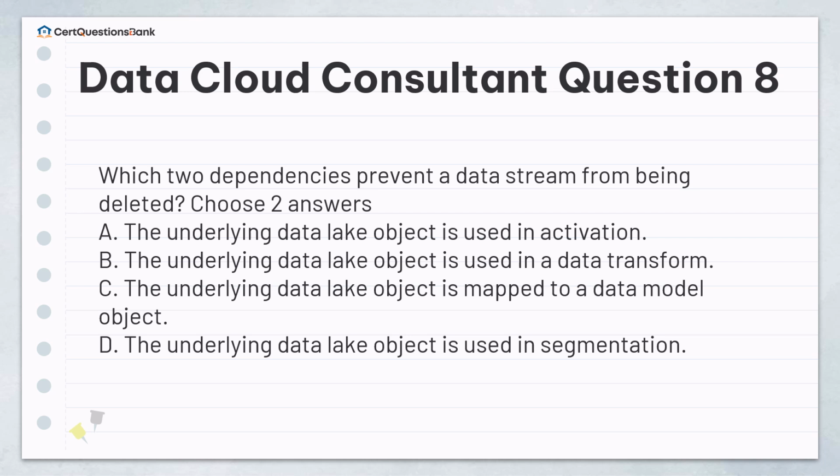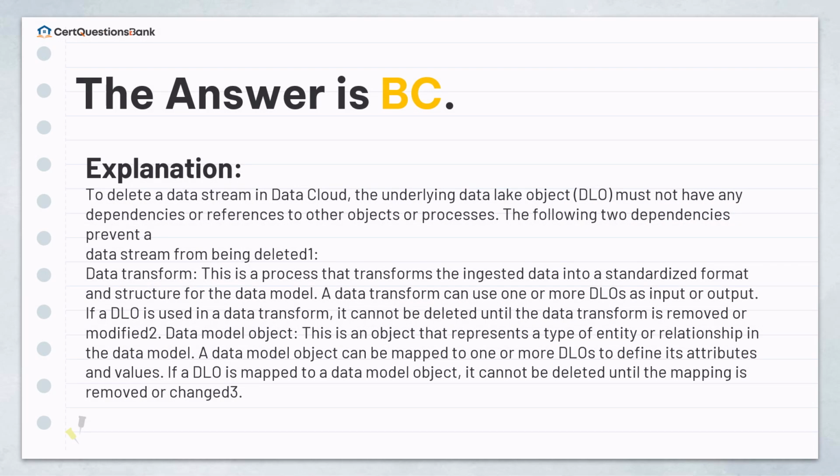Which two dependencies prevent a data stream from being deleted? Choose two answers. A. The underlying data lake object is used in activation. B. The underlying data lake object is used in a data transform. C. The underlying data lake object is mapped to a data model object. D. The underlying data lake object is used in segmentation. The answer is BC.